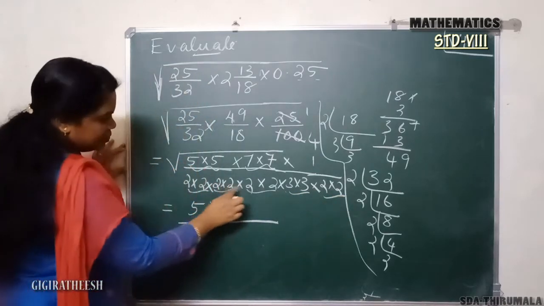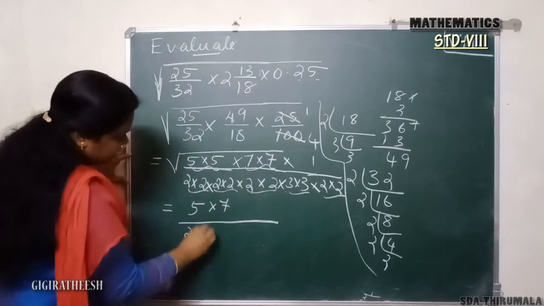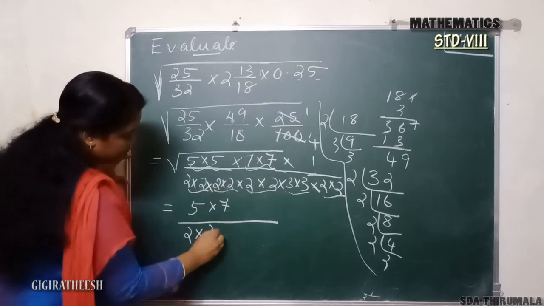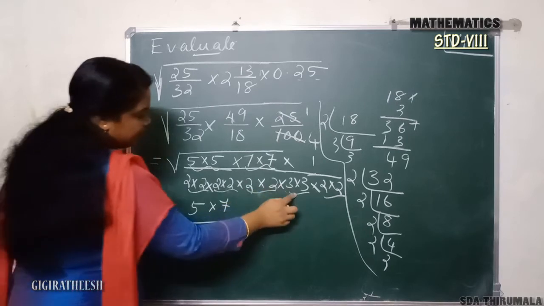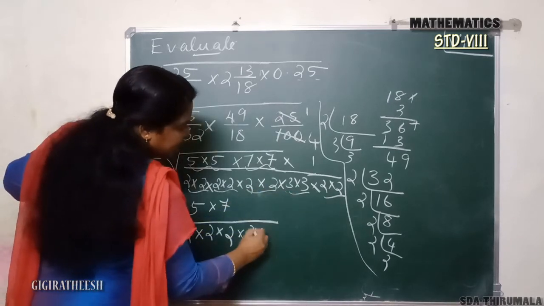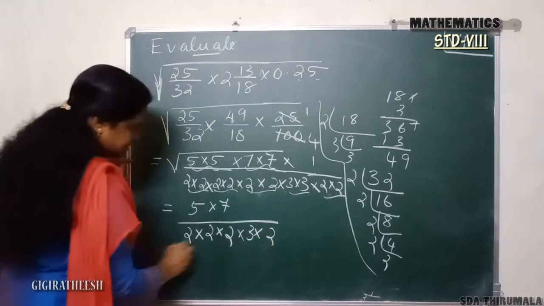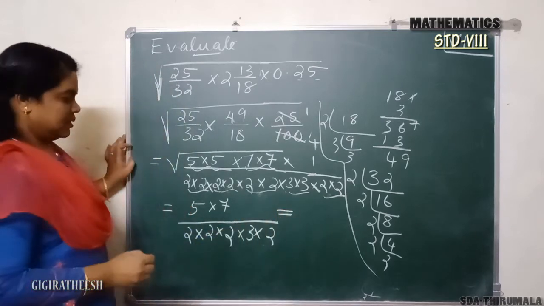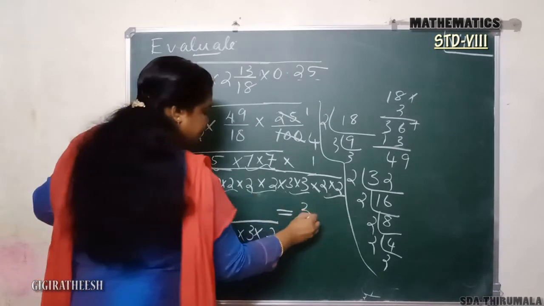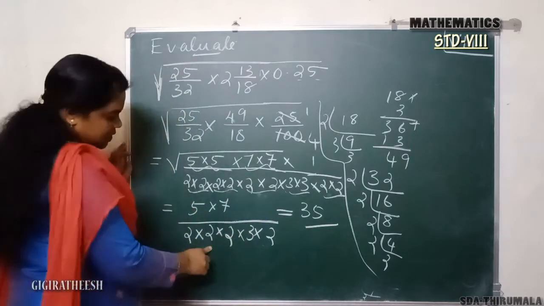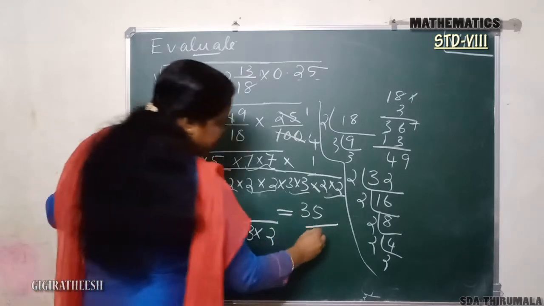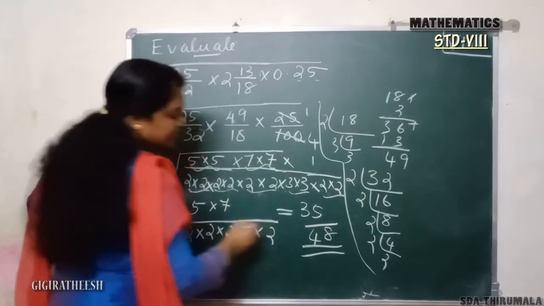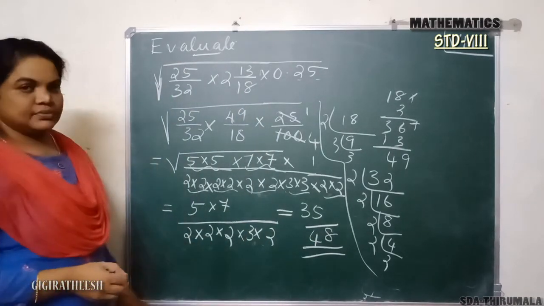That is 1, 2, 3, 1. From this 2, from this group also, take 2 outside. And then from this group, 3 outside. And then here, 2 outside. That is equal to 35. 7 5s are 35, by 2 2s are 4, 4 2s are 8, 8 3s are 24, 24 into 2 is equal to 48. 35 by 48, this is the answer.